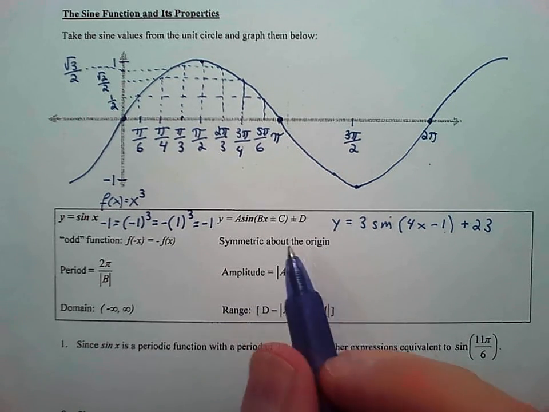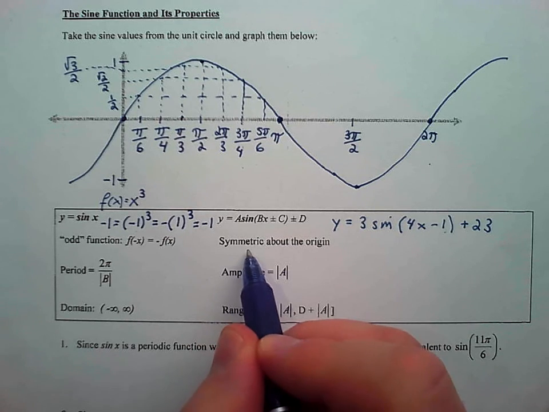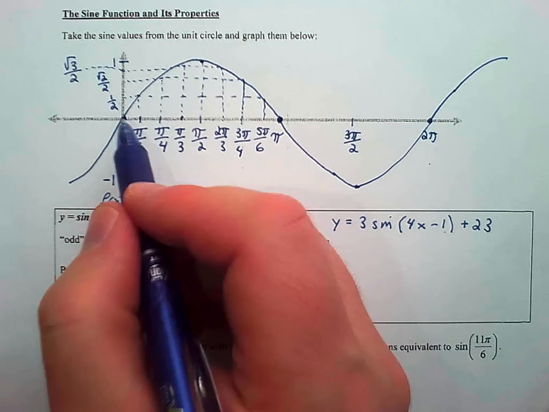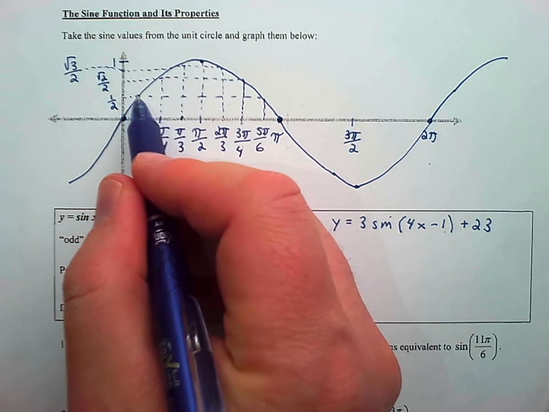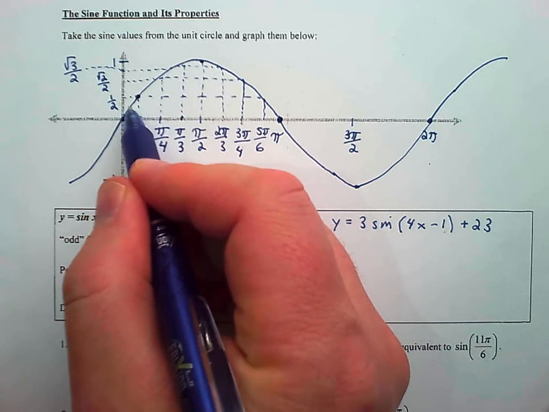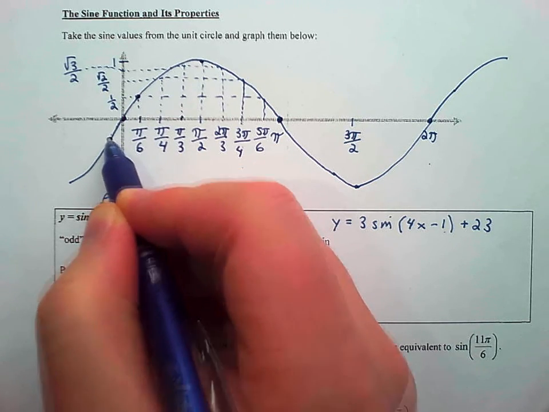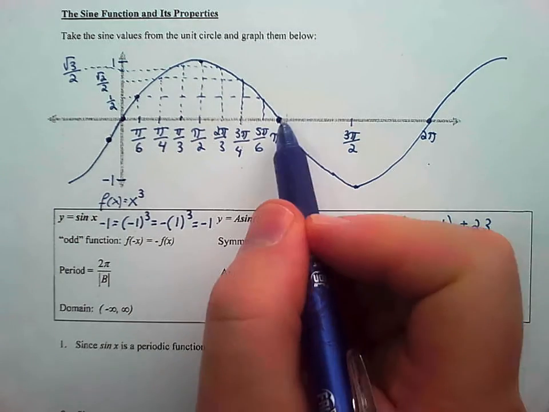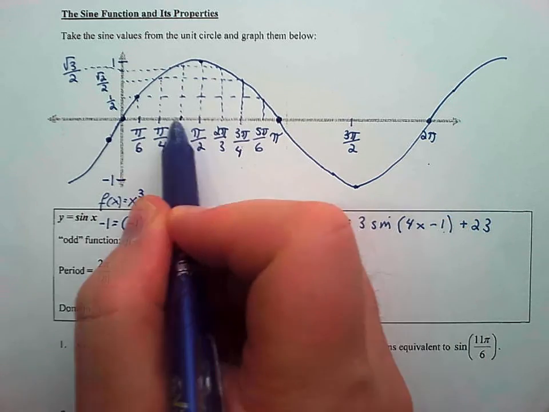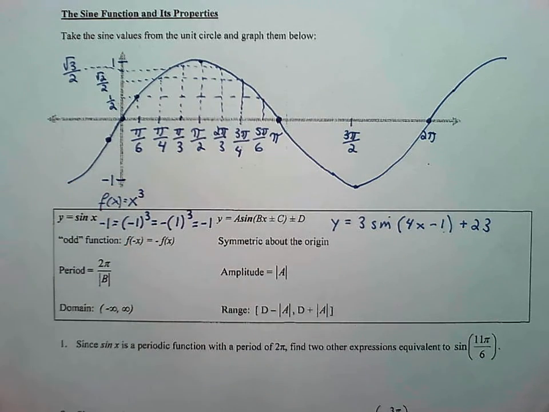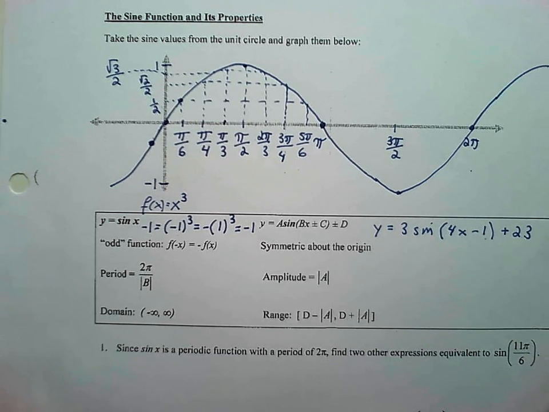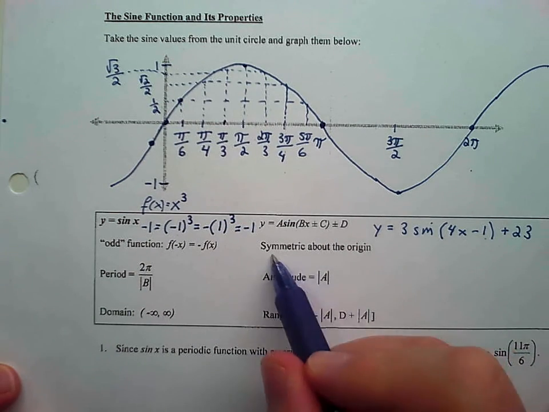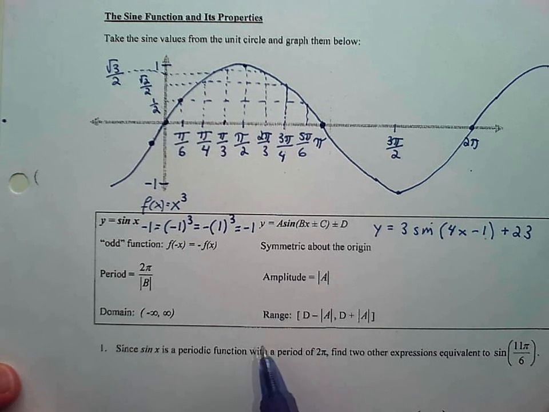Now, this odd function is symmetric about the origin. So if you take any value, it's always going to be symmetric about the origin. If you take this value right here and you go through the origin, you're going to have the exact same value right here. If you have a value right here and you go through the origin, we're going to have another value over here. So you can think of the origin as being your mirror, so that's what it means to be symmetric about the origin.